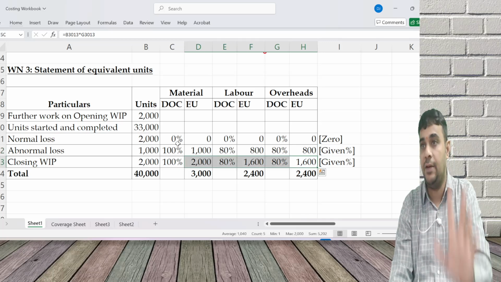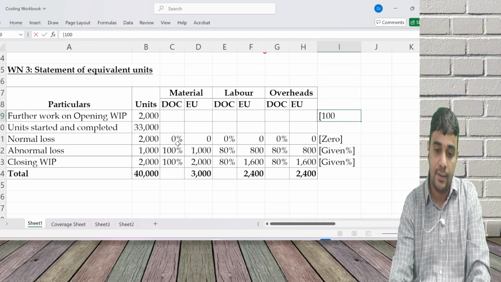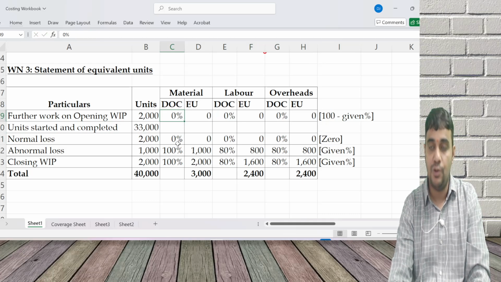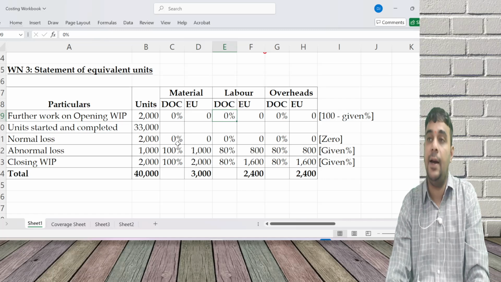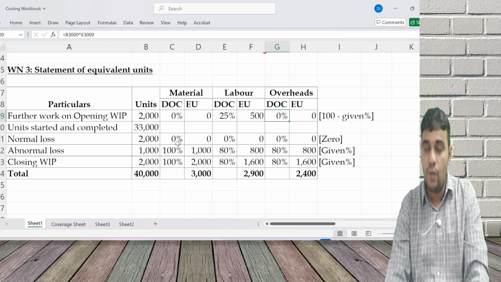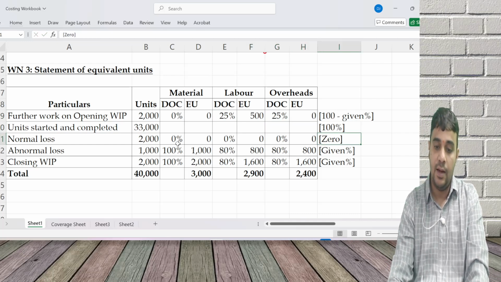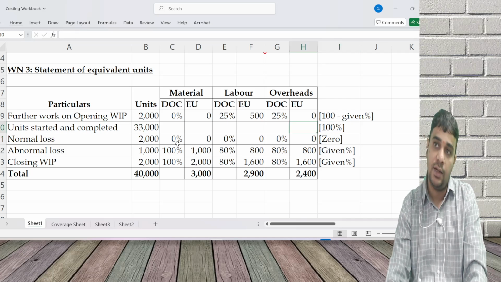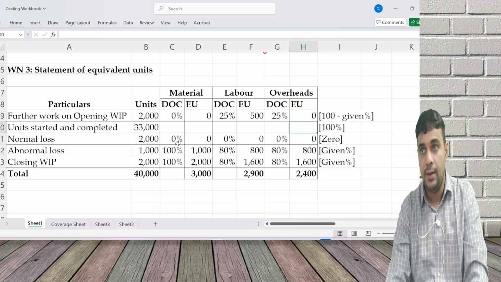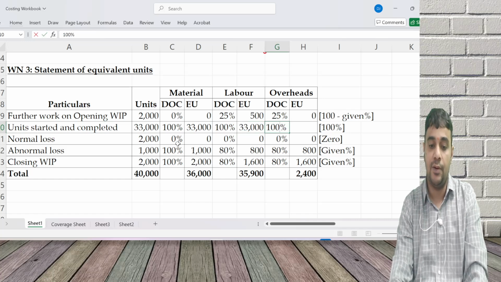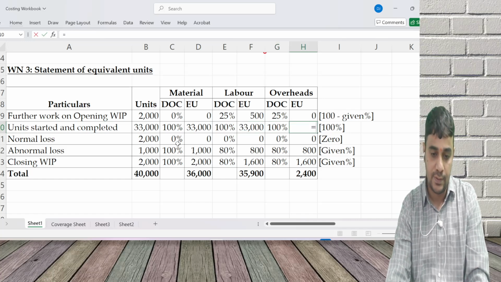For opening WIP, they have given separate percentages. So 100 minus given. What is 100 minus given for material? 0, so 100 minus 100 is 0. Labor: 100 minus 75, that is 25. Units started and completed are 100%. The reason is very simple: you started and completed, so this is 100% equivalent units.